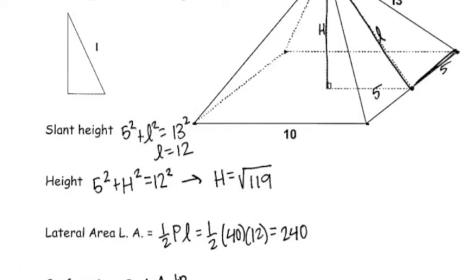Okay, so the surface area is lateral area plus the area of the base. So that's 240 from before. The area of my base is a square, so it's just going to be 10 squared. So you get 340 inches squared.